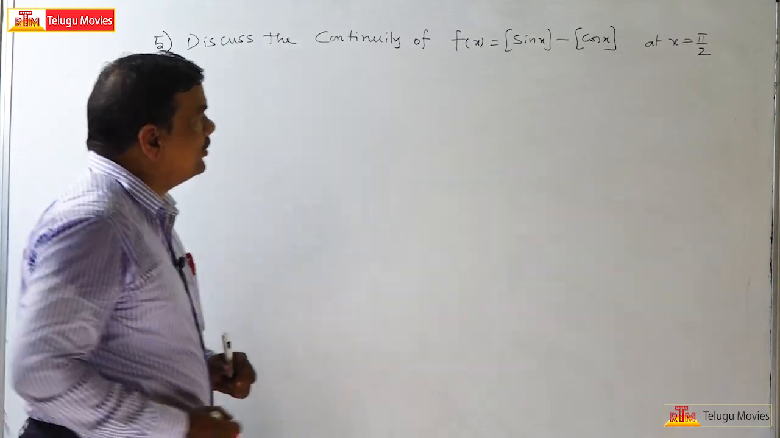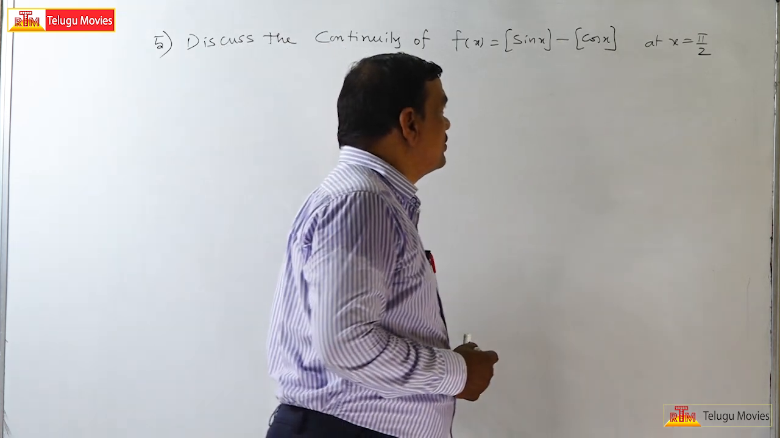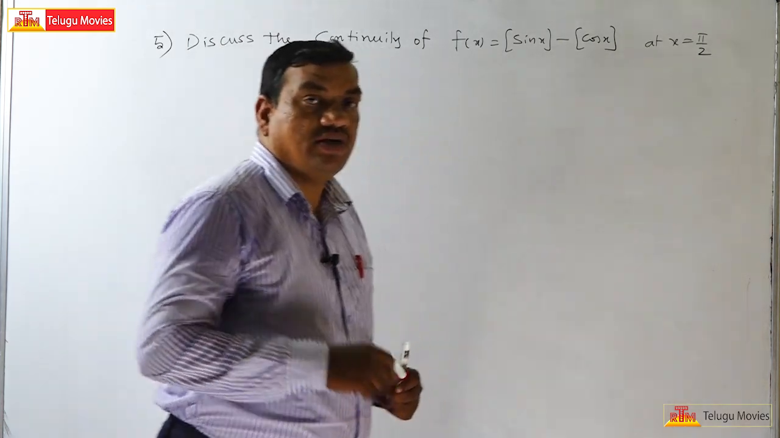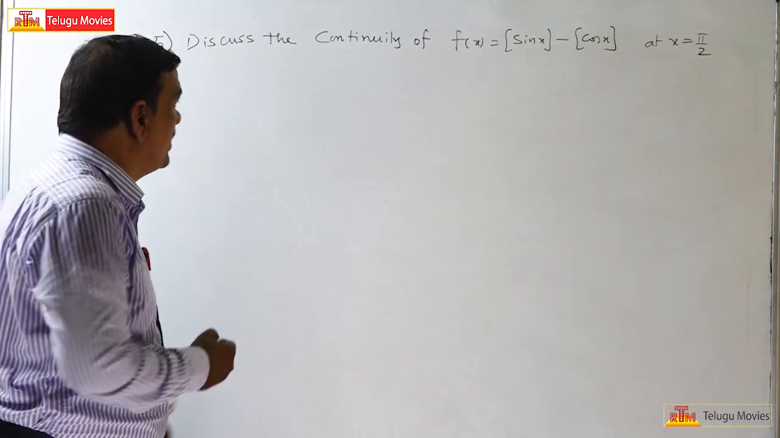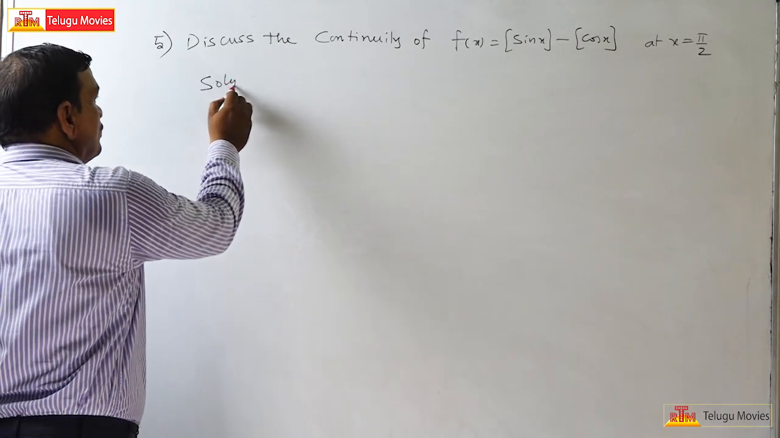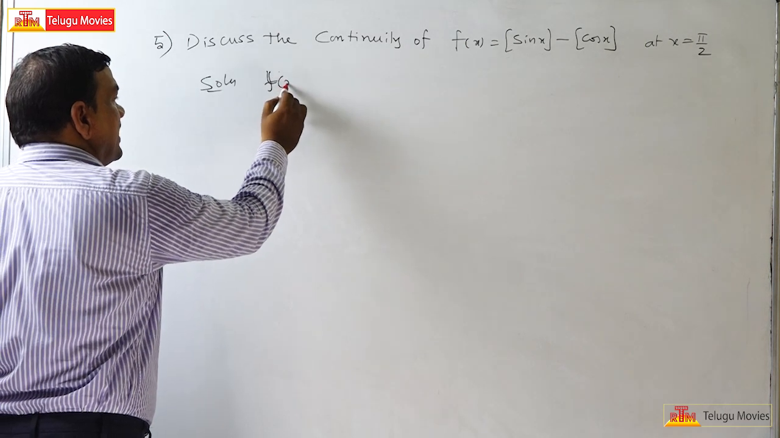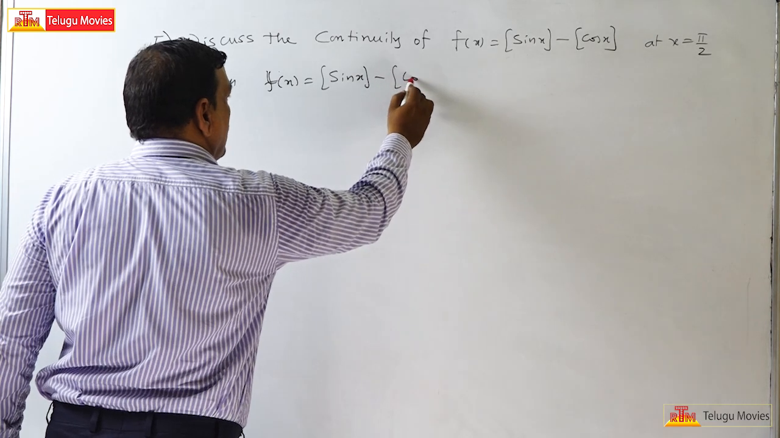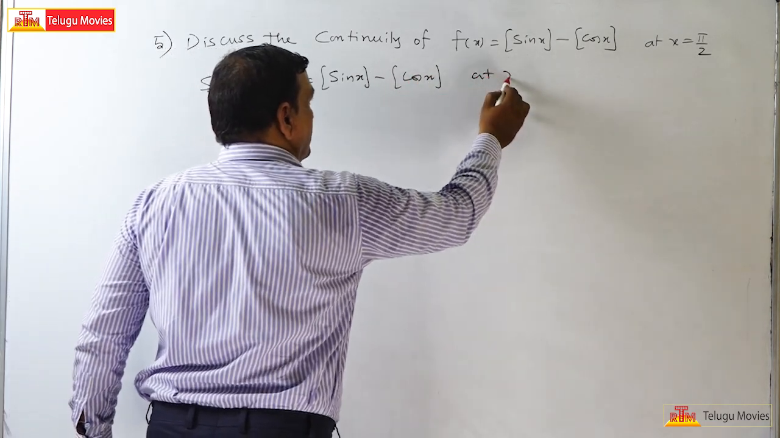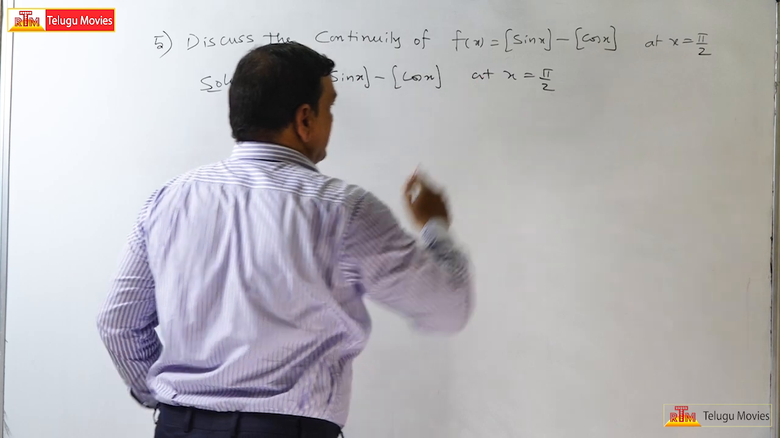So discuss the continuity of the function f of x is equal to step of sin x minus step of cos x at x is equal to pi by 2. Okay now, let us see the solution. The function is given as f of x is equal to step of sin x minus step of cos x. We have to discuss its continuity at x is equal to pi by 2.